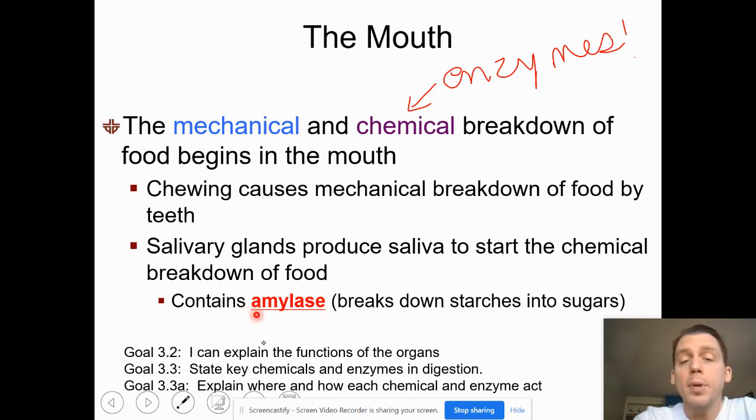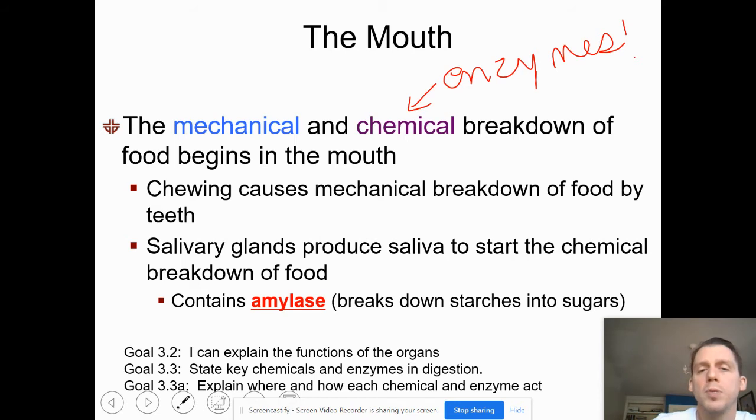Amylase is going to help break down starch into sugar. So your mouth is going to mechanically break down the food you eat, and it is also going to start to break down carbohydrates. Carbohydrates get broken down in your mouth.